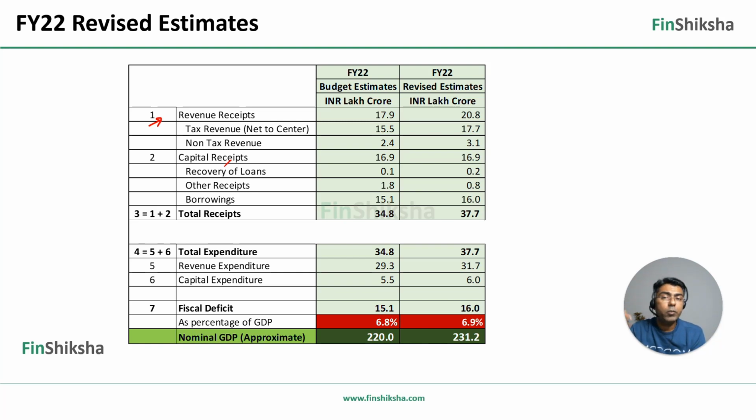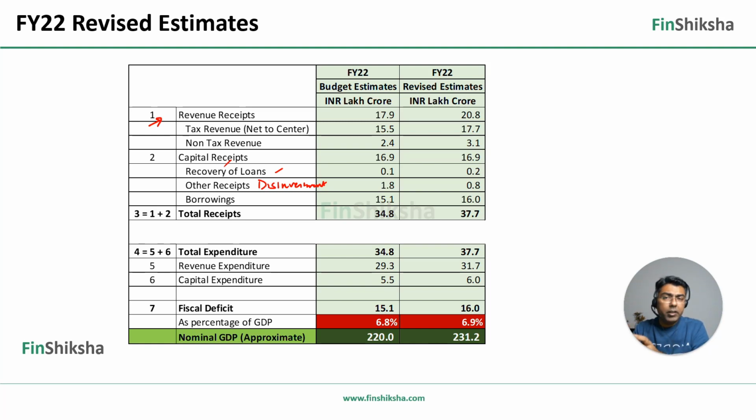There are capital receipts, which will include any recovery of loans, any receipts on account of disinvestment. So these are the other receipts that we will see. And you'll see any borrowings that the government will have to eventually take in case their expenditure is more than the income that they are making, correct?